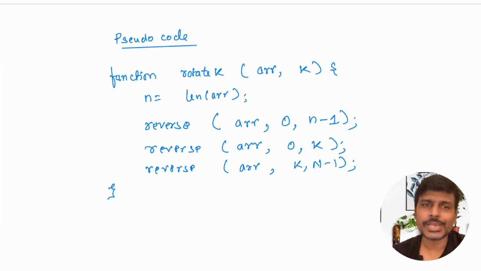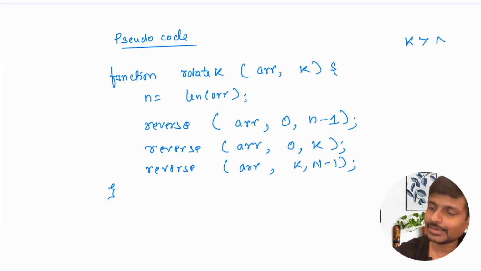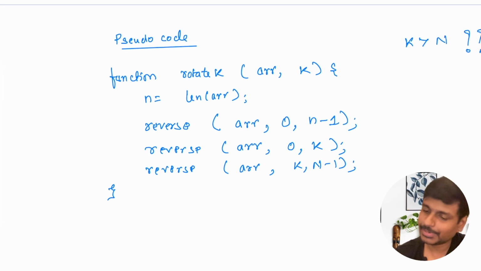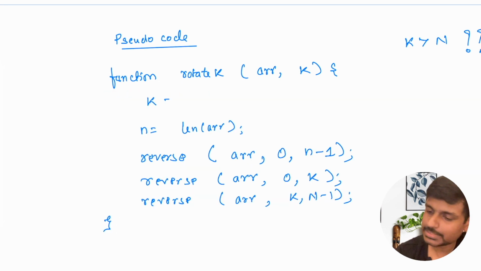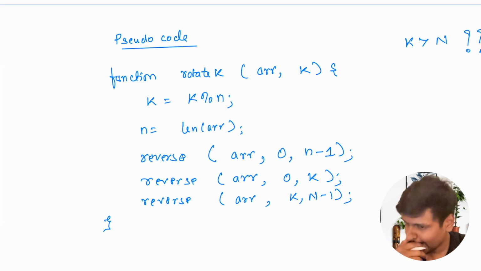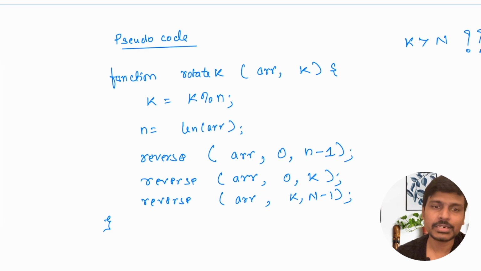Here you can ask me, what will happen if k is greater than n? You're right, for this case we will have to handle it separately. What we will do is make k equal to k percent n, so that it will never go out of range, and with that small correction we have completed the code.